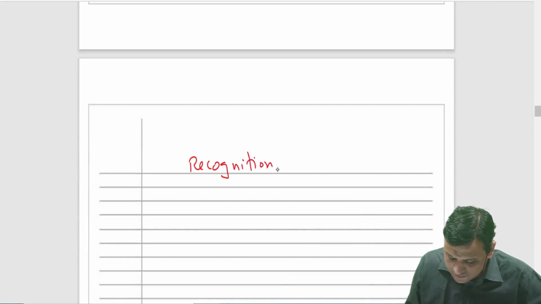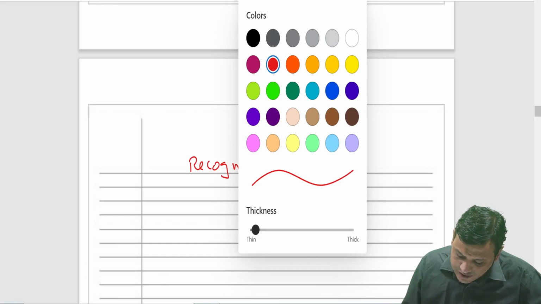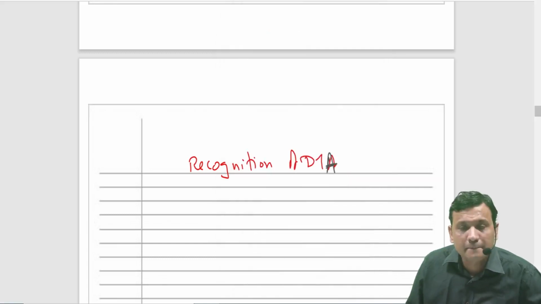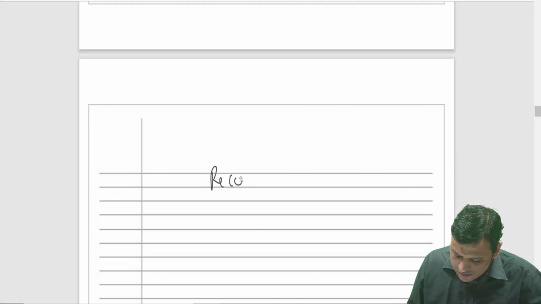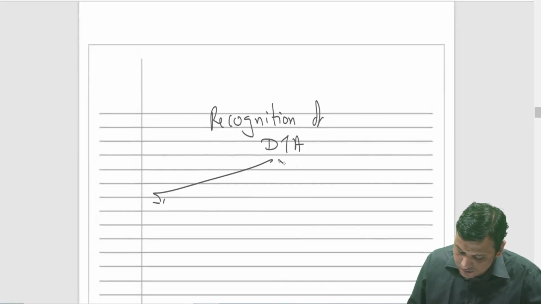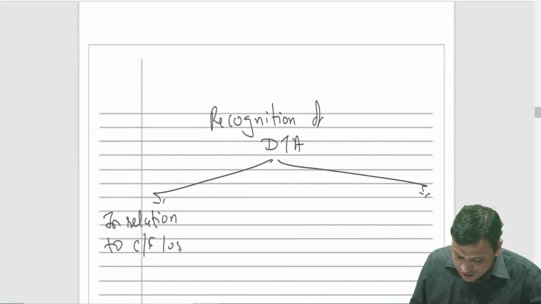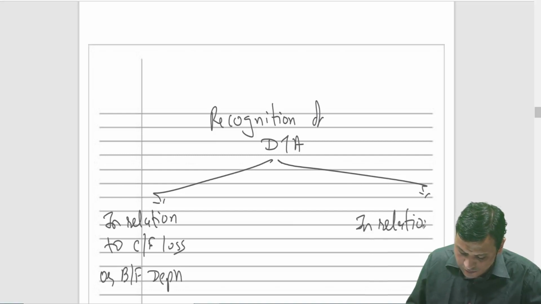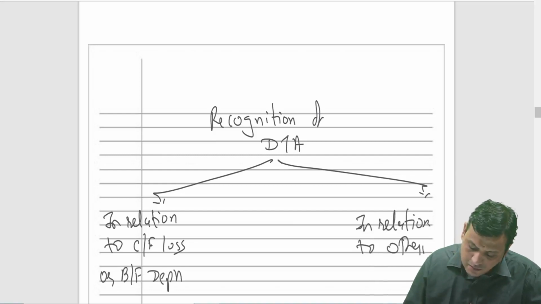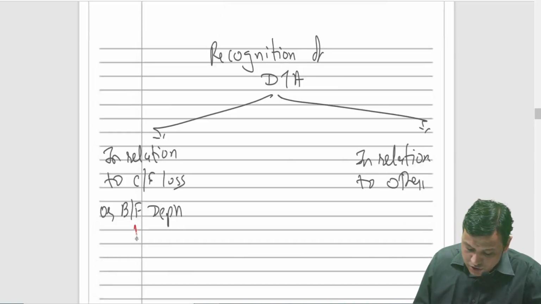Now one more point I would talk about with respect to recognition of DTA. The standard says you should recognize deferred tax asset. Nothing wrong in that. But when you recognize this deferred tax asset, you need to consider a concept of prudence, in relation to carry forward loss or brought forward depreciation, and in relation to others. My dear students, you just need to remember that in relation to carry forward loss, you need to have virtual certainty of taxable income.